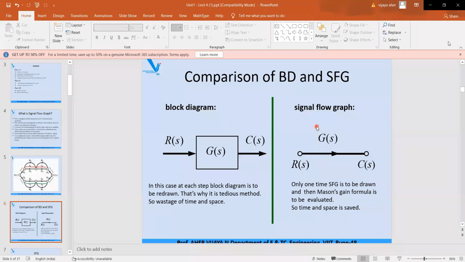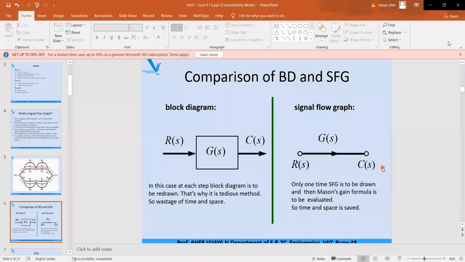Now in a signal flow graph, you can represent your system like this. This is the input node, this is the output node. A line is connected between input and output with an arrow indicating this direction, that means signal flow is from input to output. So this is nothing but your branch with an arrow, which has transfer function G(s). So the block diagram is represented in the SFG like this only. Simple.